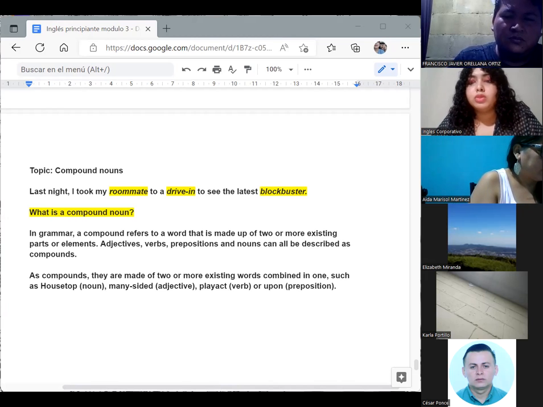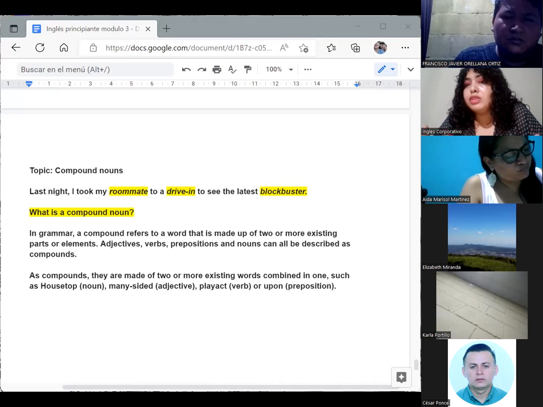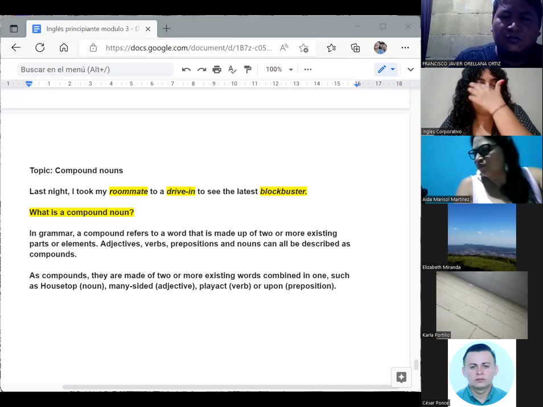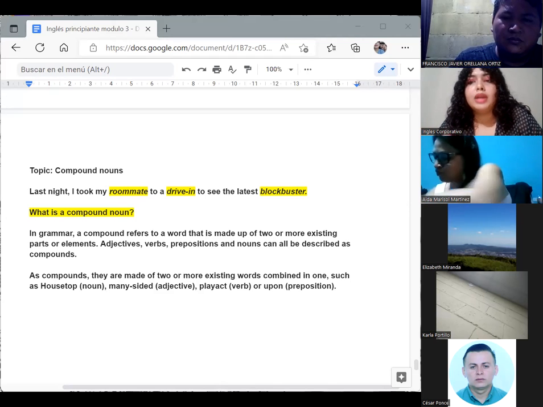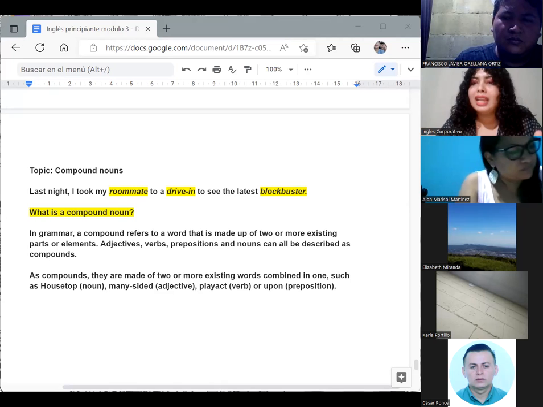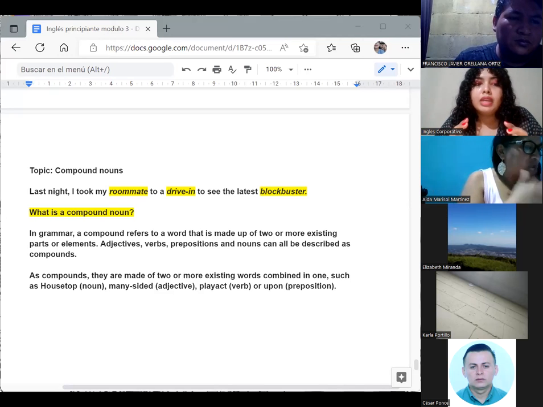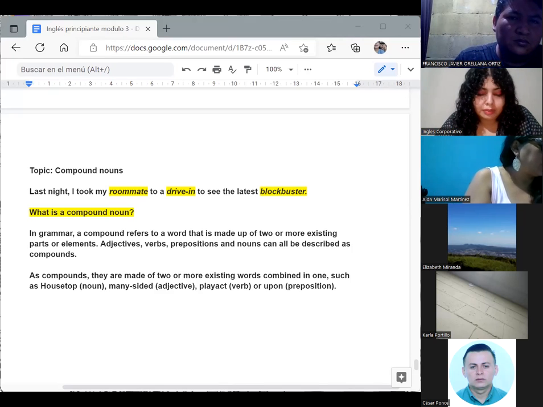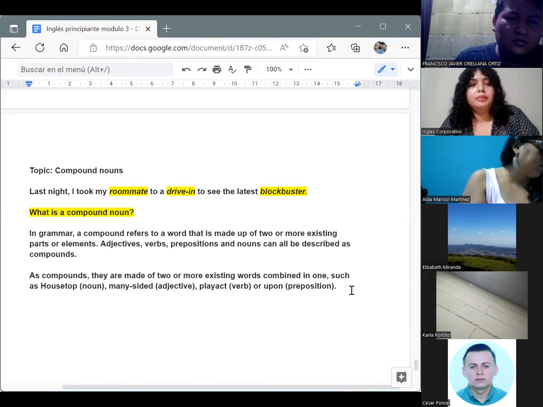For example, we have the snowstorm, la tormenta de nieve. We have a snow and we have a storm. Snow, nieve, storm, tormenta. Sí hace referencia a la palabra que está compuesta, pero separadas no tienen ese mismo significado. En cambio, al unirlas, pues ya significa una tormenta de nieve. So that is the main thing about compound nouns: the meaning that they have when we have those words together. We are going to see some examples of the compound nouns. So let's see.